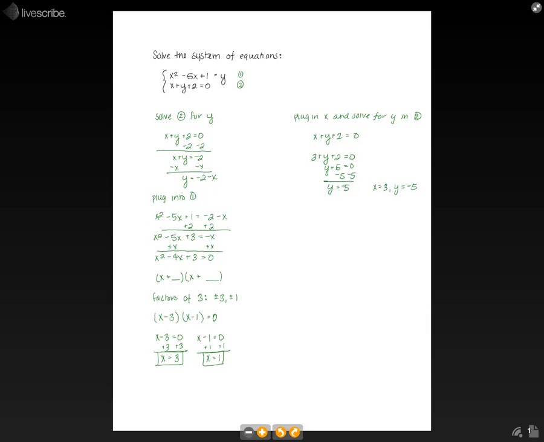Now we need to use our other value for x. So we have 1 plus y plus 2 equals 0. So y plus 3 equals 0. So we need to subtract 3 from both sides, and we get y equals negative 3. So our second answer is x equals 1, y equals negative 3. Alright, so those are our answers for this system of equations.